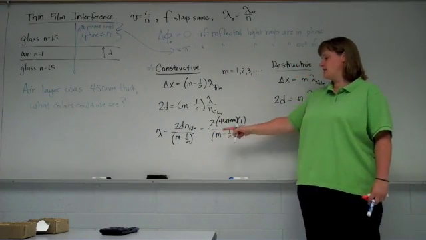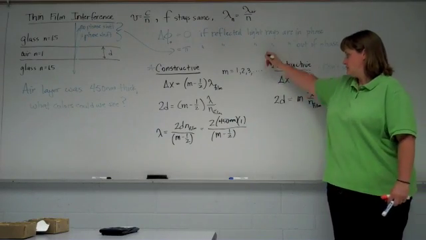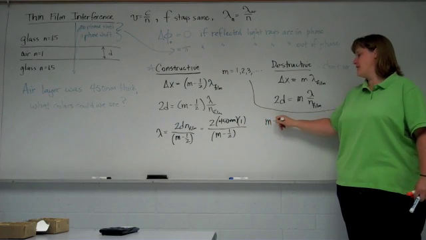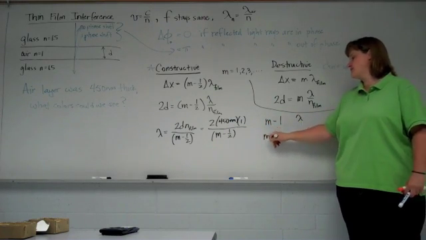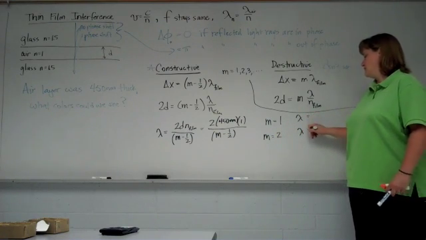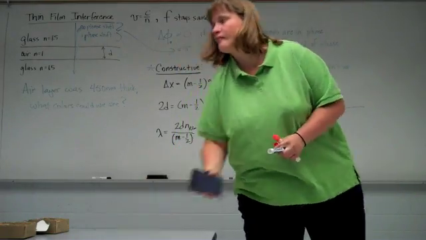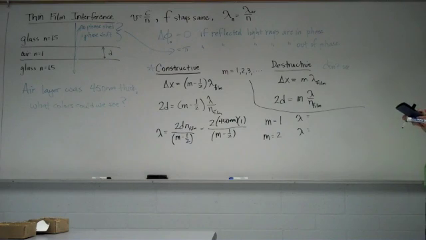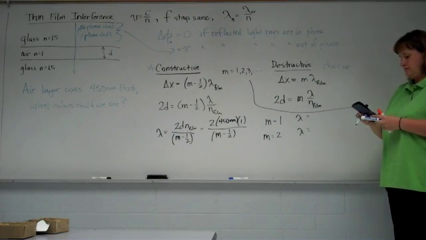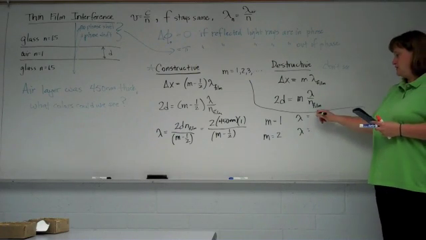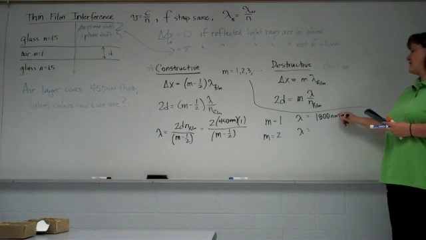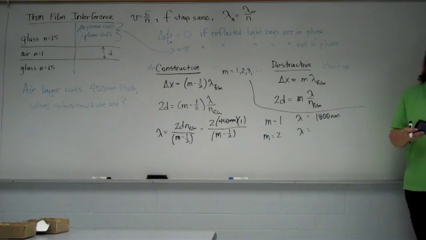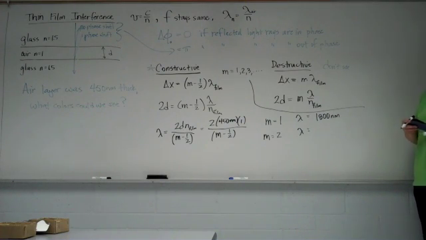So what we need to do is plug in a few values of M. For example, if M is 1, we'll get a certain wavelength. If M is 2, we'll get a certain wavelength, and so forth. So if M is 1, we get 1/2 in the denominator. The wavelength would be 1800 nanometers. That's not visible. We can't see that. Visible light lies between 400 and 700 nanometers. So this is not something we would be able to see.